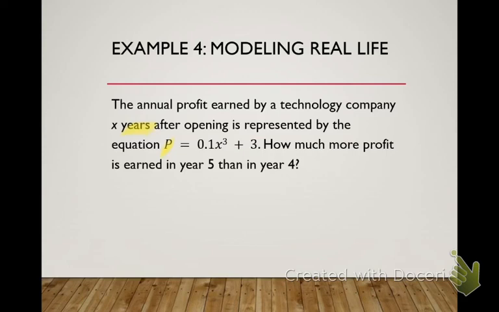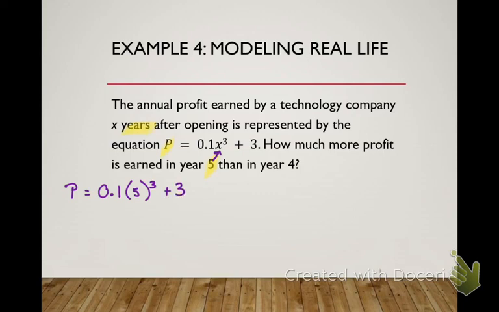Okay? So how much more profit is earned in year 5 than in year 4? Okay? So where do you think you're going to plug in the 5 in the equation? X. Because X stands for what? Years. So if it gives me a value for years, I'm going to plug it in for X. Here we go. P equals 0.1 times 5 to the third power. I'm not raising 0.1 to the third power, only the 5, plus 3.